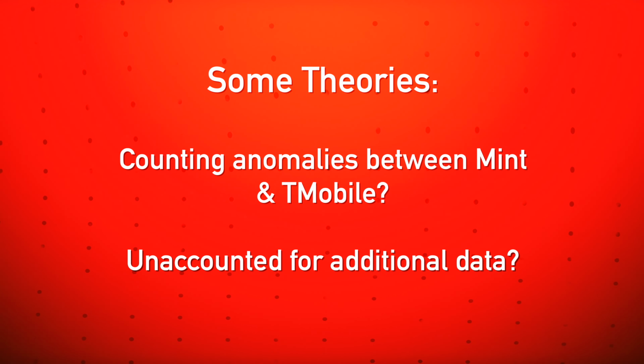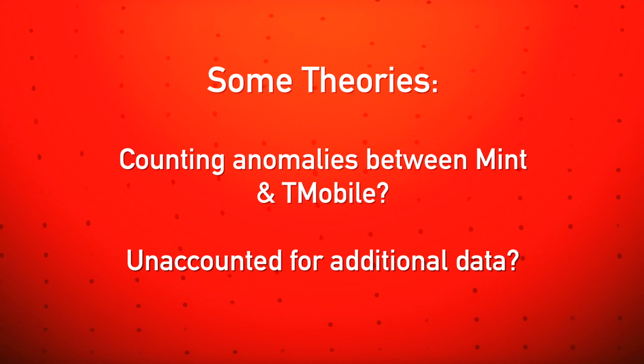So you've watched this far into the video, you've seen all the facts. We don't really have a lot of clear answers as to what's going on, but I do have a couple of theories. First, Mint Mobile might not have their data counting system synchronized adequately with T-Mobile, which might mean there's some added fluff data being added.